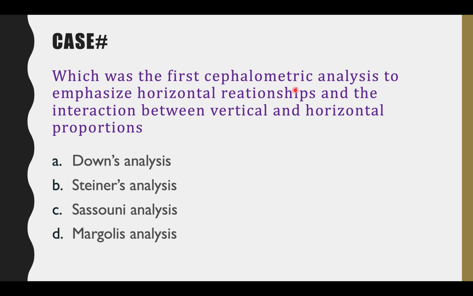Which was the first cephalometric analysis to emphasize horizontal relationships and the interaction between vertical and horizontal proportions? Here this is a direct question, you have to know. The first analysis given on proportions is Sassouni's analysis. It discusses the growth patterns, how open bite and deep bite can be explained in skeletal terms. All this is done by the Sassouni analysis.